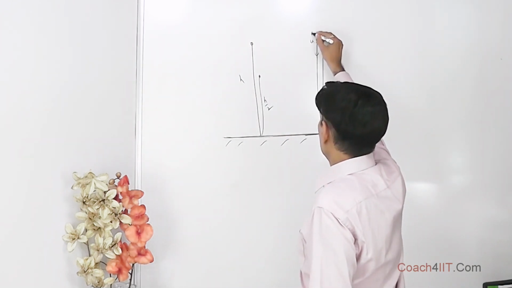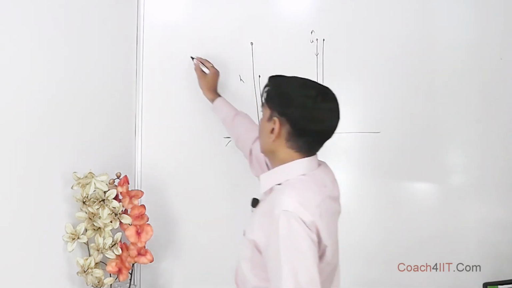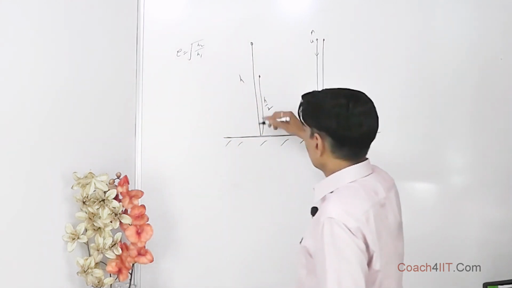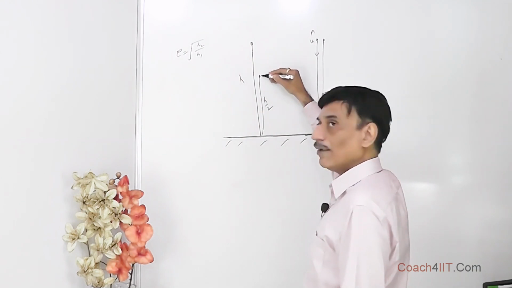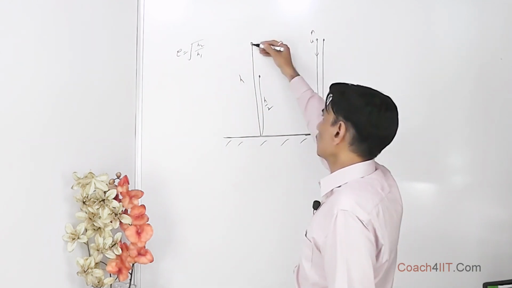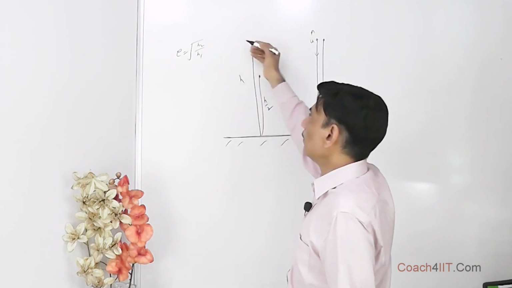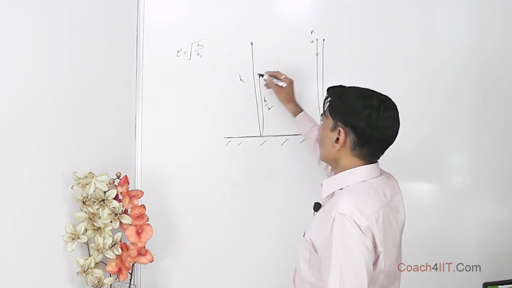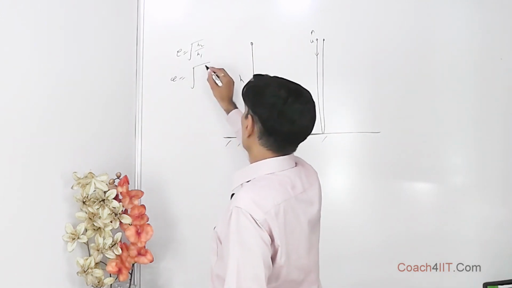What we can do is, we know e is equal to under root h2 by h1. h2 is the height it attains after the collision has taken place. Obviously this body has been dropped, so indirectly the value of e has been given. How has e been given? e is equal to under root h2 by h1.